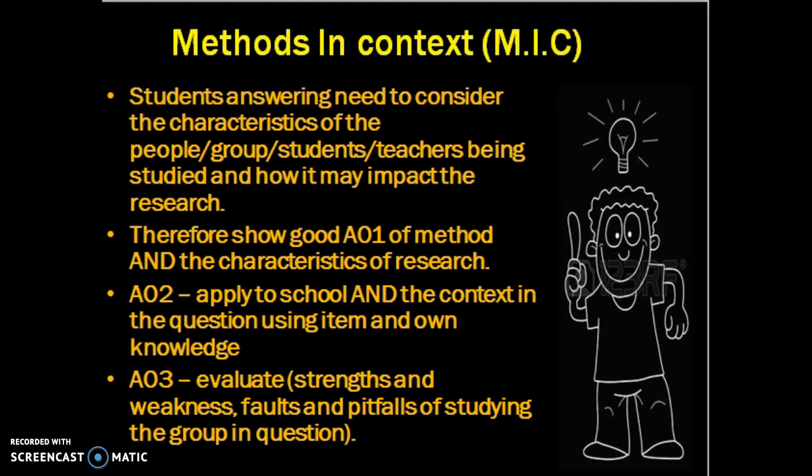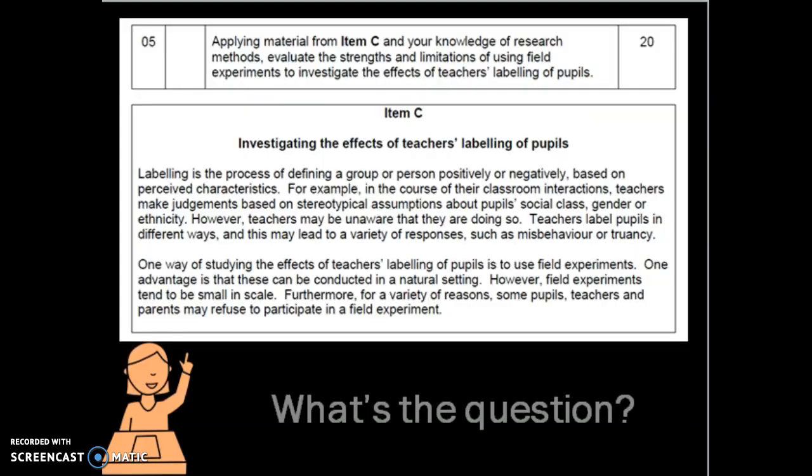So just a reminder that you need to make sure that in a methods in context that you are looking at the characteristics of the people, the group, the students, the teachers that are being studied and how it might impact the research. You need to show good AO1 of the method and the characteristics of the research. Make sure you apply it to the school and the context in the question. Use the item and your own knowledge to give yourself the clues. And as always, you need to evaluate strengths and weaknesses, faults and pitfalls of studying the groups in question.